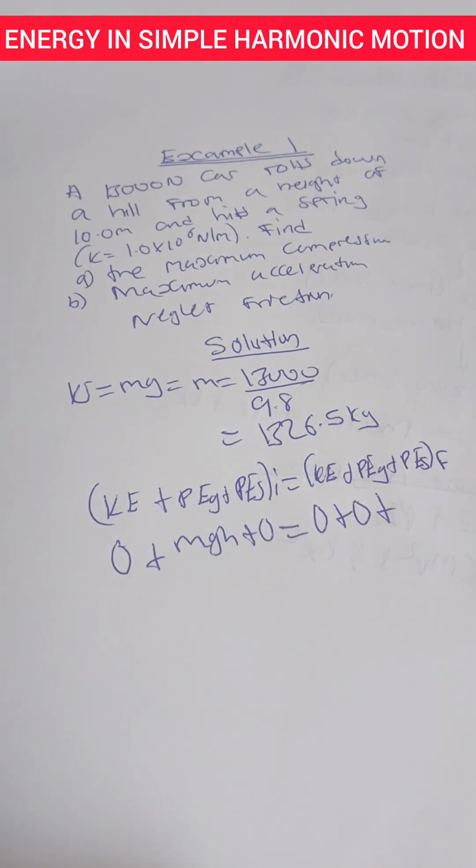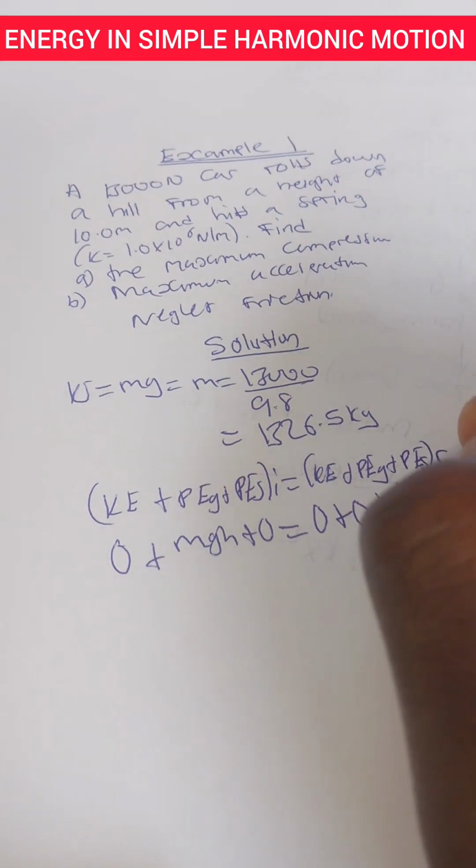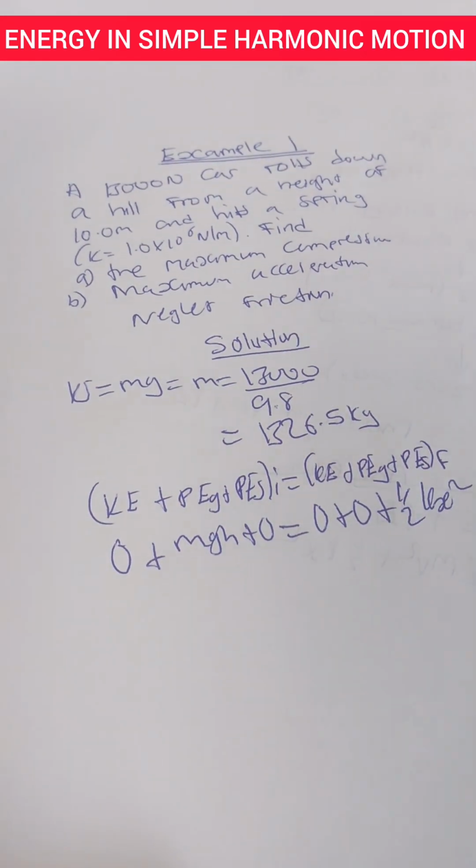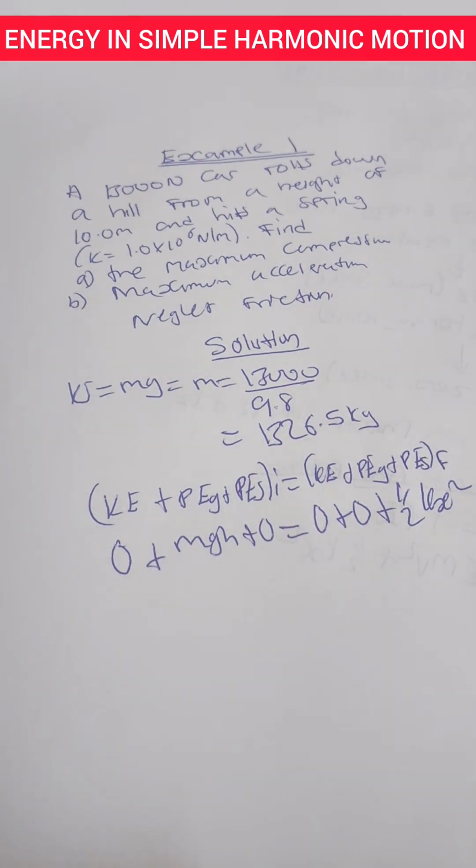So there we go. Then we just keep the ones that have value. So mgh is equal to half kx squared. That's the formula that we have. Now, what are we asked to find? We are asked to find the compression. So the compression is just the displacement. We have the mass, the gravity, the height, and the spring constant. So all we need to do is make x the subject of the formula.